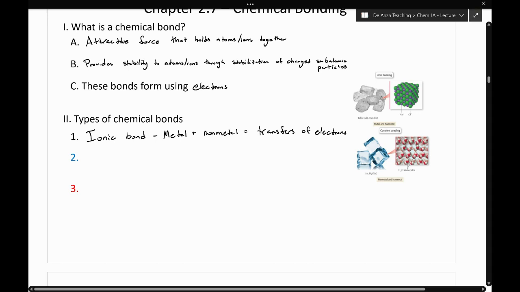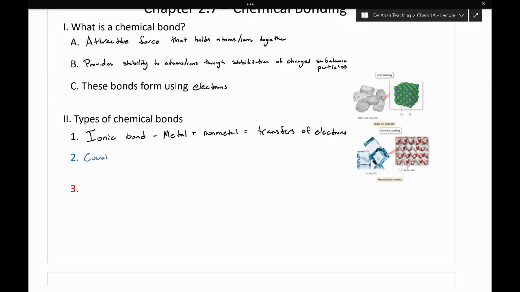The second type of chemical bond that we're going to talk about in this class is something called a covalent bond. And these two, ionic and covalent, are the most common bonds you'll see in all of chemistry. These covalent bonds are going to be formed between two or more nonmetals. So we're not going to use anything from that left side of the periodic table. And as opposed to being characterized by a transfer of electrons, these covalent bonds are characterized by a sharing of electrons.